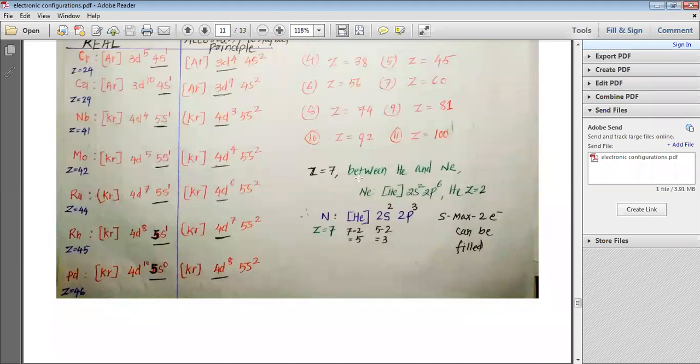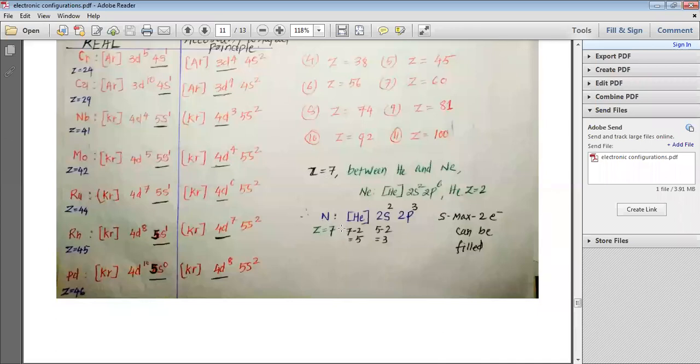Z equal to 7 falls between helium and neon, because helium has the atomic number 2 and neon has the atomic number 10. So Z is between helium and neon. So we can write that neon is helium 2s2 2p6, and helium Z is equal to 2. So we can start with Z equal to 7, which is nitrogen.